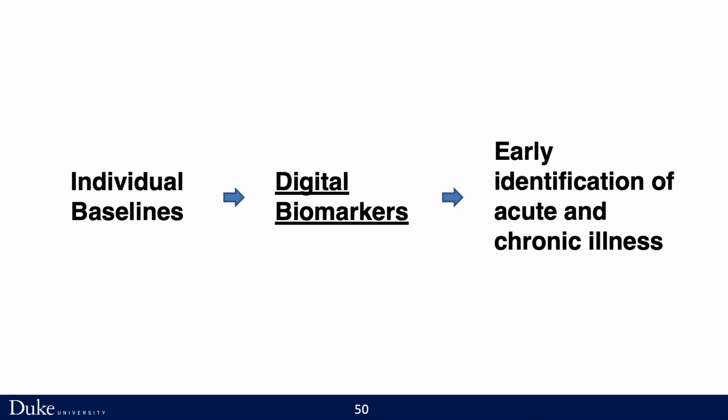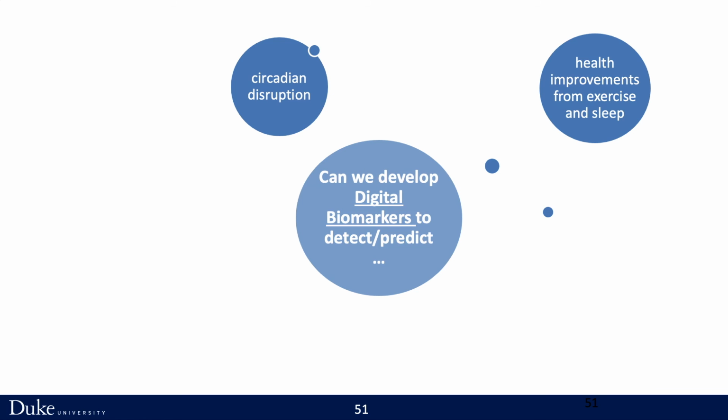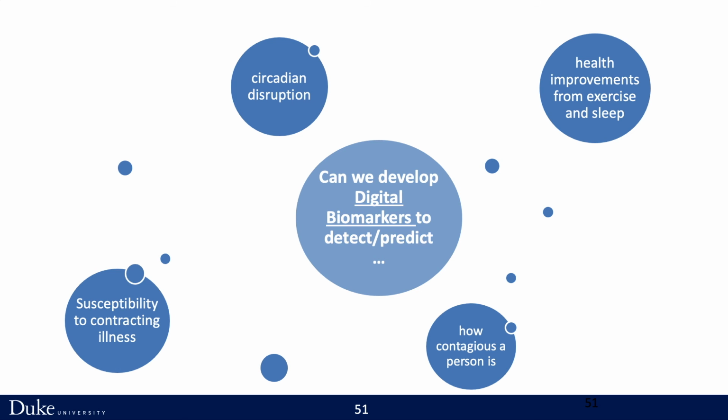And so we can extend this concept, this use case, to a variety of other use cases. We're working in a lot of areas now with wearable devices to see if we can develop digital biomarkers to detect or predict circadian disruption, working with shift workers who sometimes sleep during the day and sometimes at night. We're looking to detect health improvements from sleep and exercise. We're looking to understand how contagious a person is if they are sick. So if they have a virus, how much virus are they shedding? And the susceptibility to contracting illness.